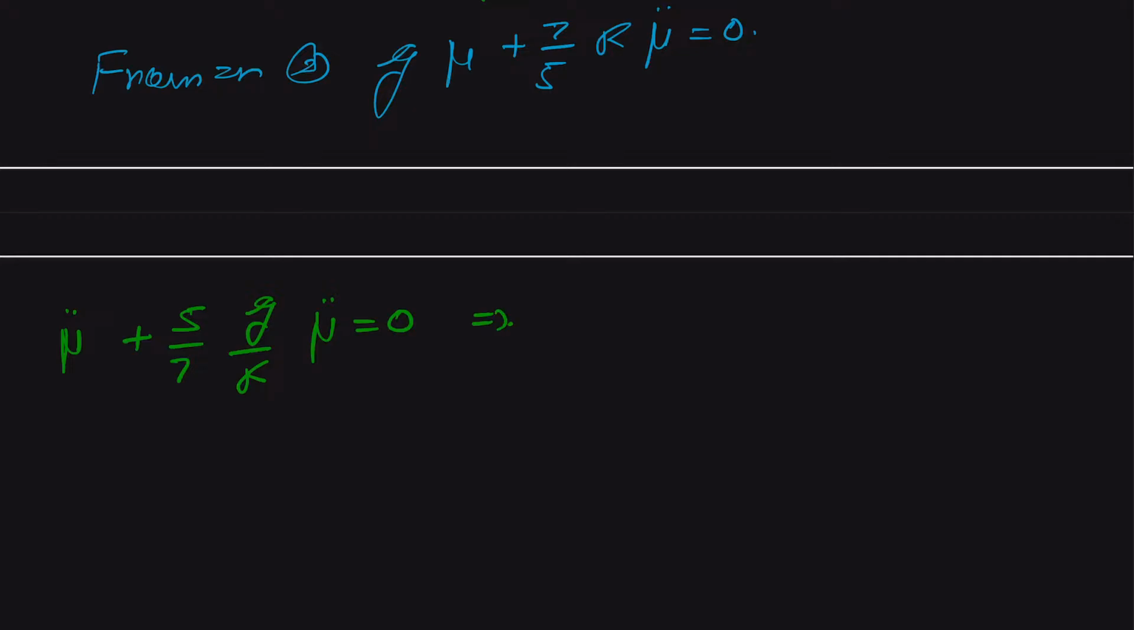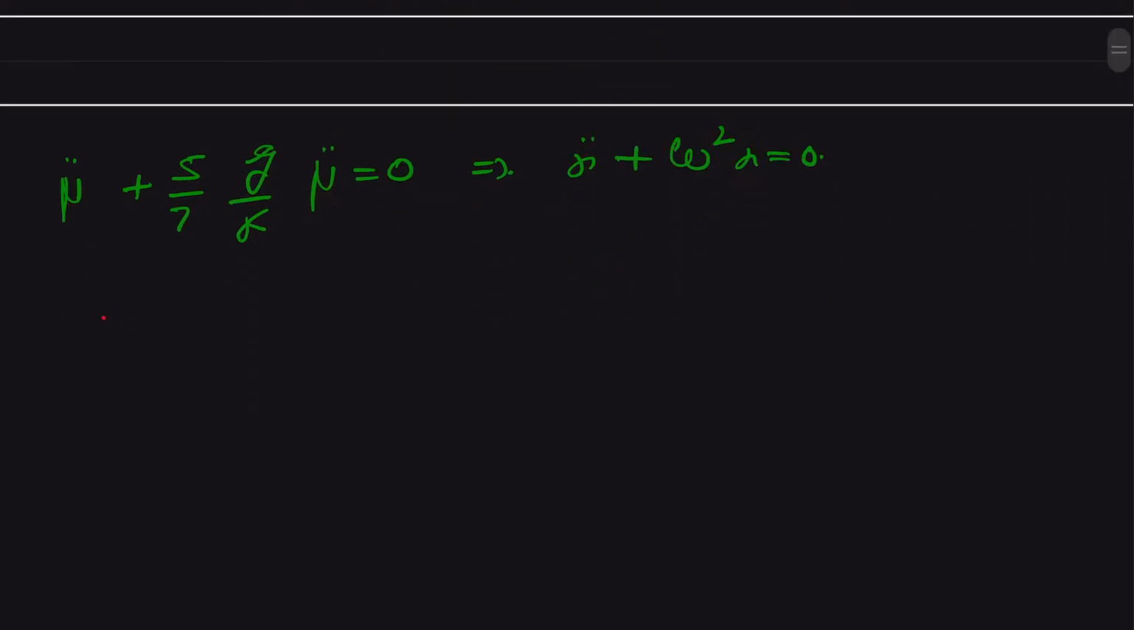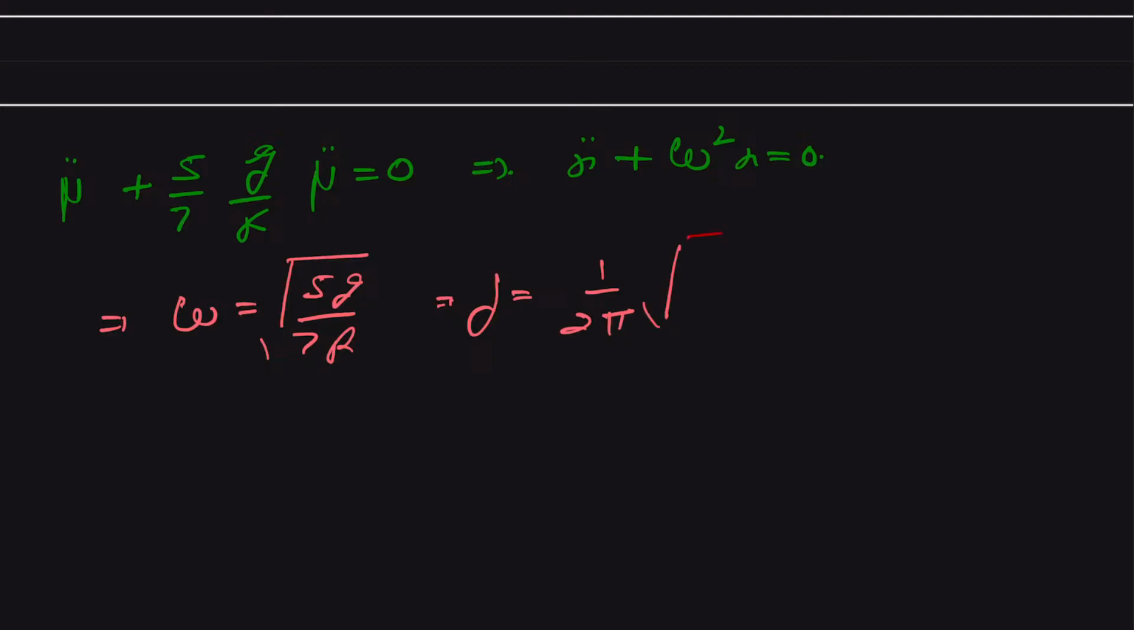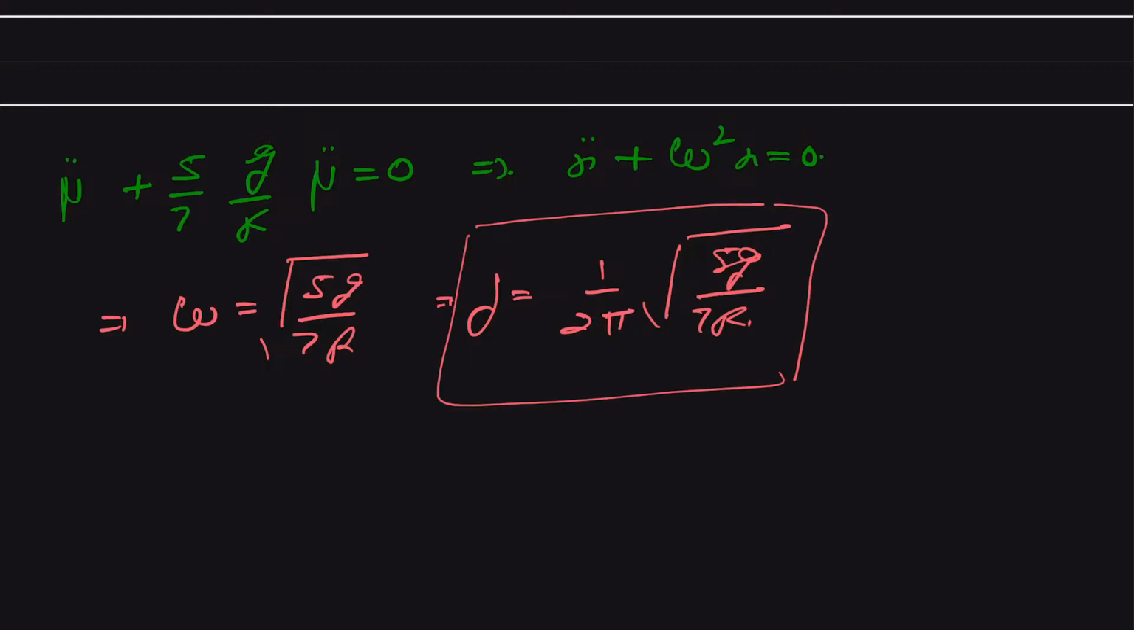So we can make a comparison with x double derivative plus omega square x is equal to 0. Therefore we can say that our omega is equal to the square root of 5g upon 7r. Or in terms of our f, we can write f is equal to 1 upon 2 pi times the square root of 5g upon 7r. This is the frequency of oscillation of this smaller ball inside the cylinder.